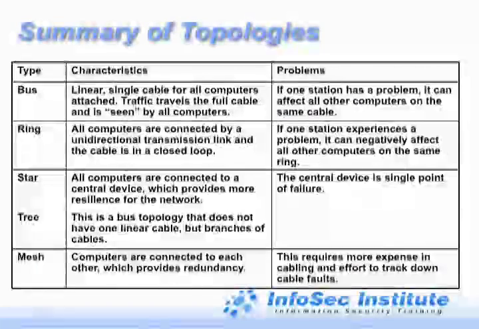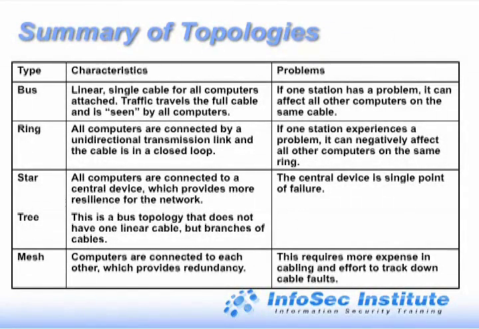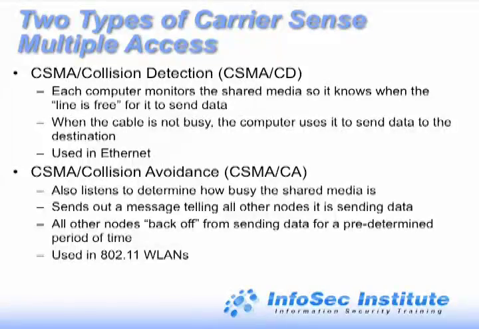Memorize. And also memorize. Collision detection, CSMA/CD, is going to be used in Ethernet. And CSMA/CA, which is collision avoidance, is going to be used in your wireless technologies, or 802.11. Again, memorize.